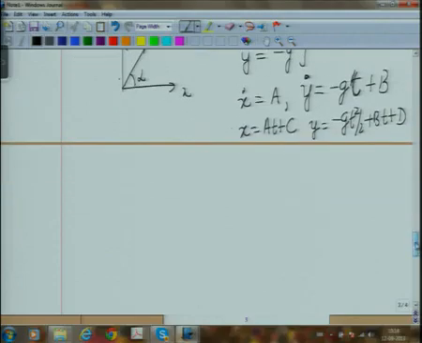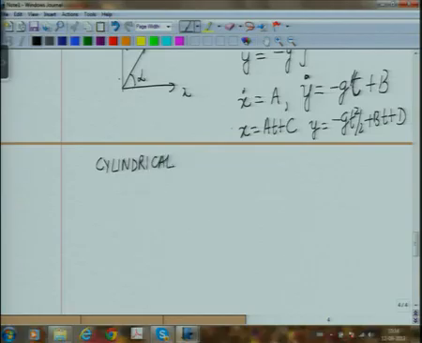New type of coordinates, which we will call cylindrical polar coordinates.